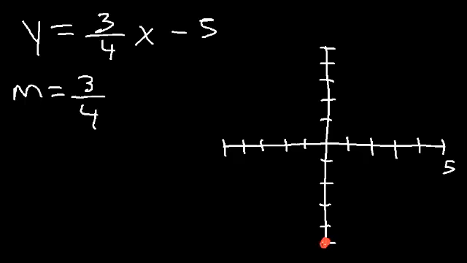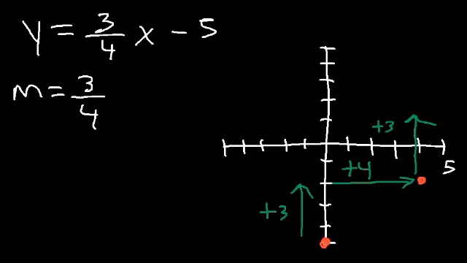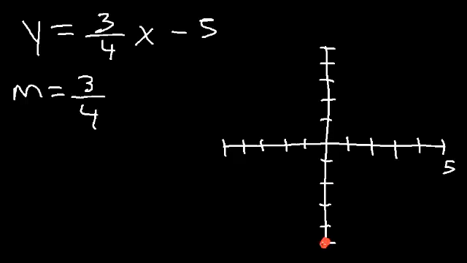So starting from the y-intercept, let's go up 3 units, and then we'll travel 4 units to the right. So the next point should be here. Now let's repeat the process. Let's go up 3 units. Well, we don't have enough space to go 4 units to the right, so we'll just have to work with these 2 points. So let's connect these 2 points with a line, and this is going to be our graph.